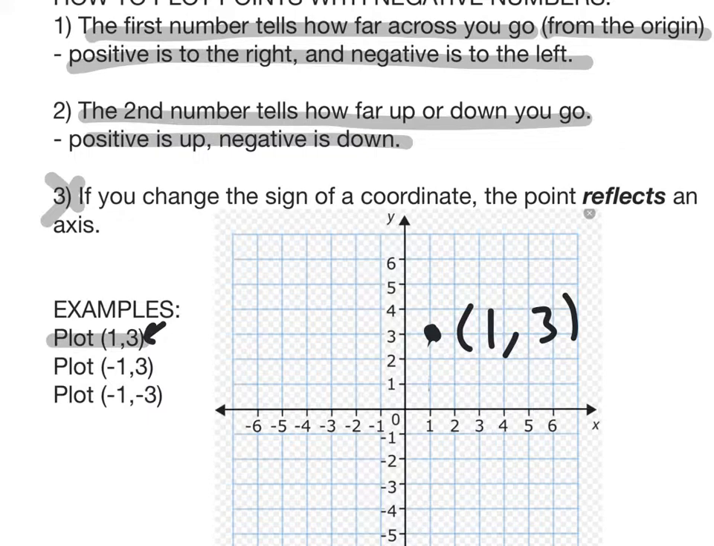Now, if I want to plot (-1, 3), I would start at the origin, and I would go left 1 and up 3. So that's right there. That point is (-1, 3), which gets us to this last step, number 3.